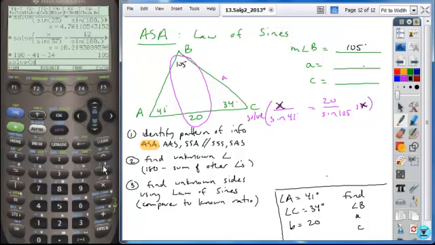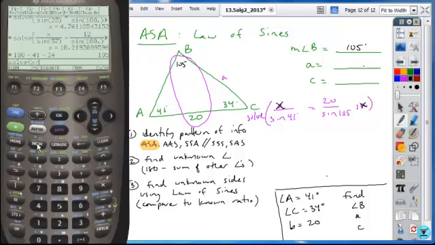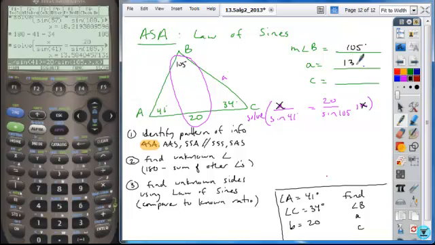So I have x divided by sine of 41. Set that equal to 20 divided by the sine of 105. Put a decimal in there so that my answer will be displayed in decimals. Tell the calculator I want it to solve for x. And when I hit enter, I get my answer, 13.58. Now, is that what I would expect?